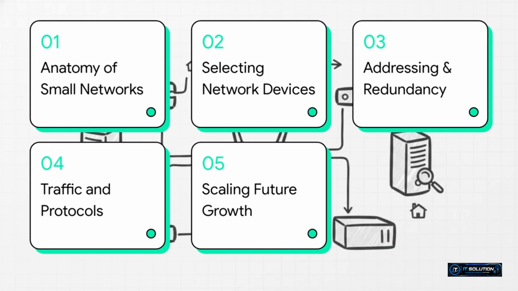Here is our architectural blueprint for today. We'll cover 1. The anatomy of small networks. 2. Selecting your network devices. 3. Addressing and redundancy planning. 4. Managing traffic and protocols. And 5. Scaling for future growth.